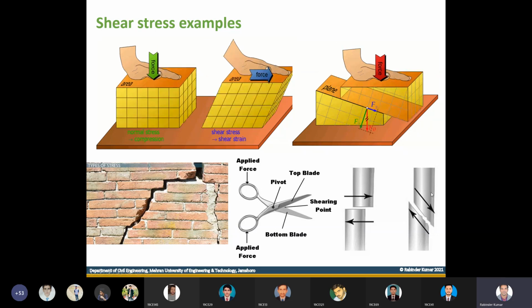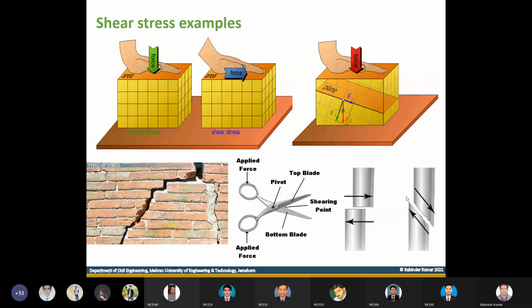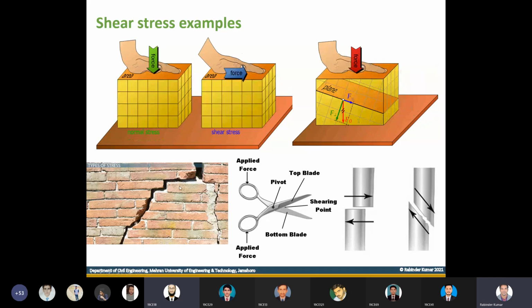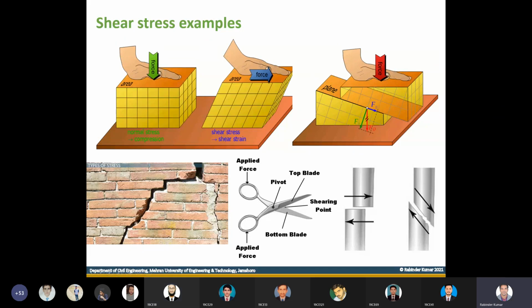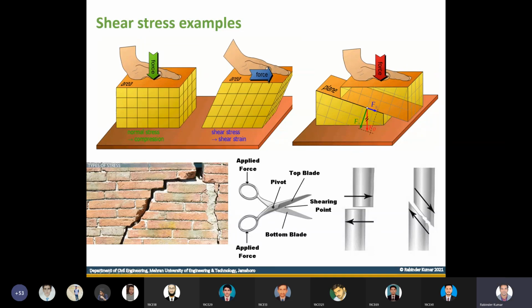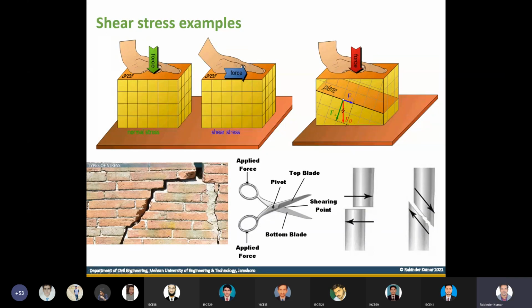And you might do some practical. Sir, kindly repeat this example. Okay, so now you might have seen these cracks on a wall. You must have seen these kinds of cracks. Okay, these are some practical examples.